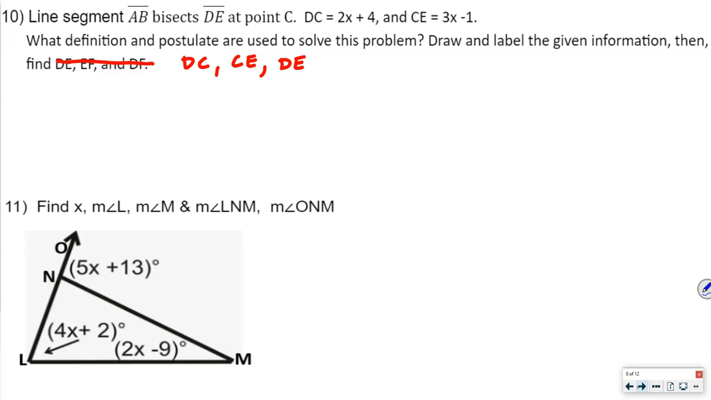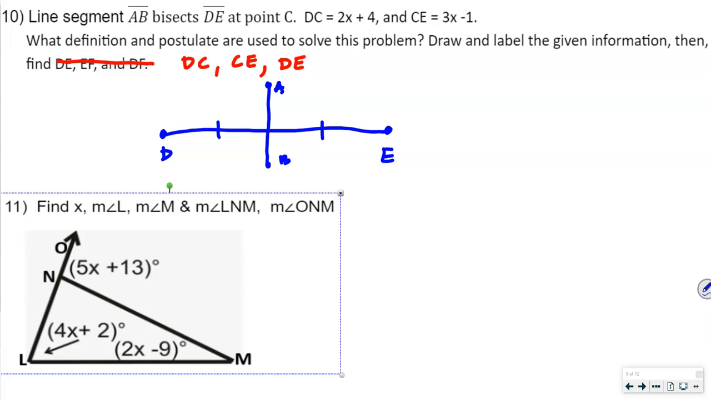Okay, so everybody listen. It says line segment AB bisects DE. So I'm going to draw DE first. And then I'm going to bisect it with segment AB. So that means that these two segments then are congruent, right? And then it says DC was 2x plus 4. And CE, oh, I didn't put the point C right there, y'all. Point C, at point C. CE is 3x minus 1. So those two are congruent, right?